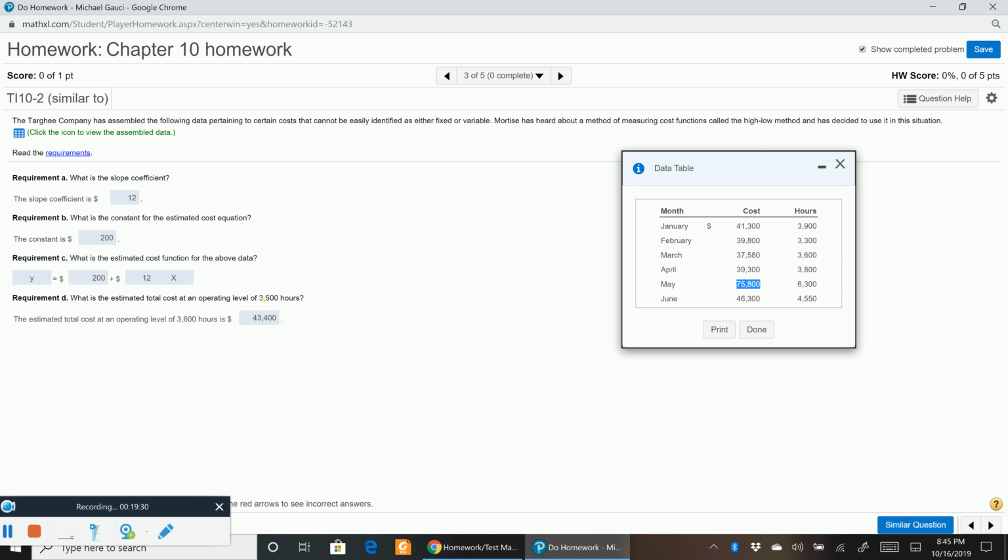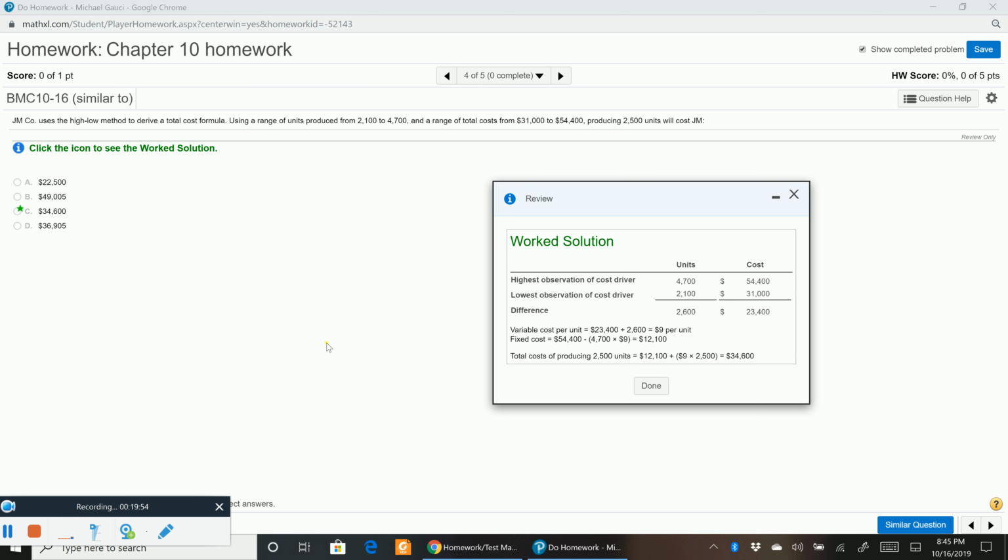So in requirement D, it's saying, what if we're budgeting for 3,600 hours? Well, you will simply take your $12 per hour times 3,600. That works out to 43,200 plus your fixed cost of 200. There is your $43,400 is your answer.